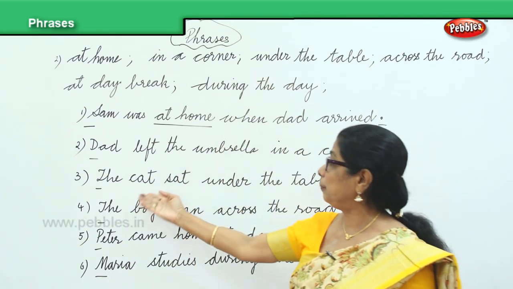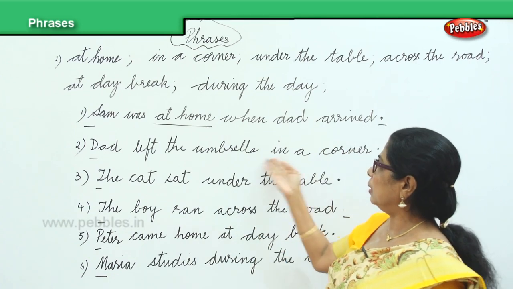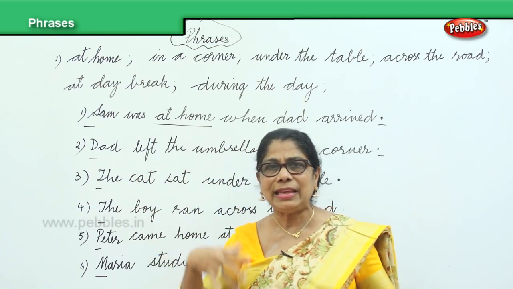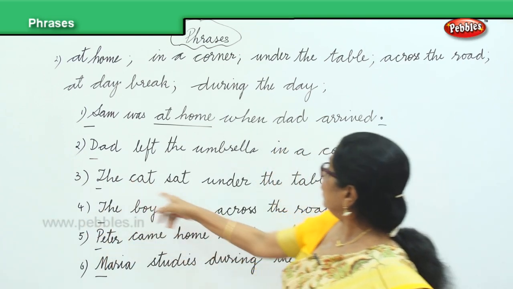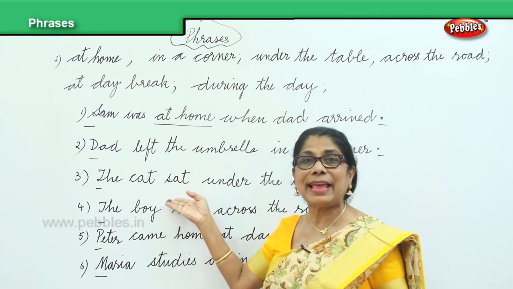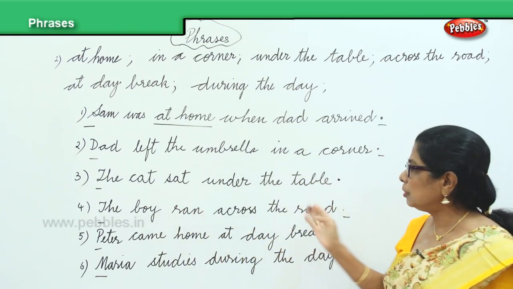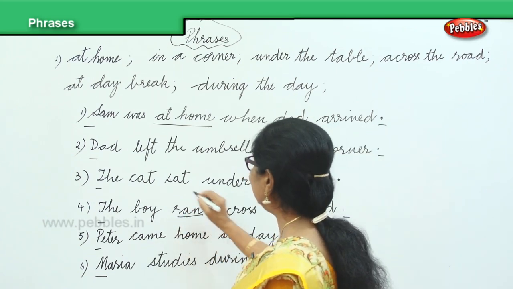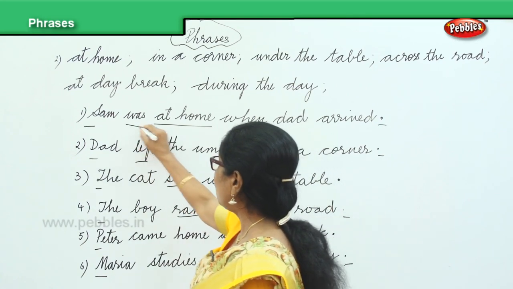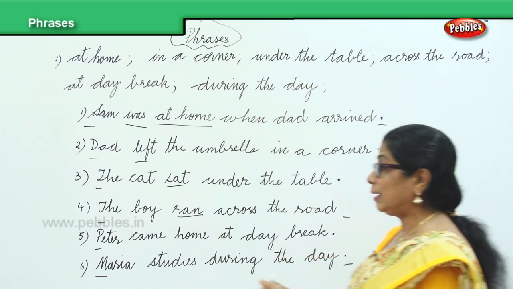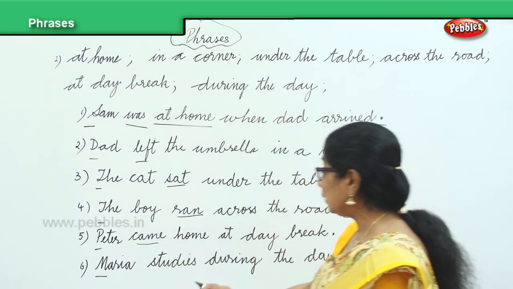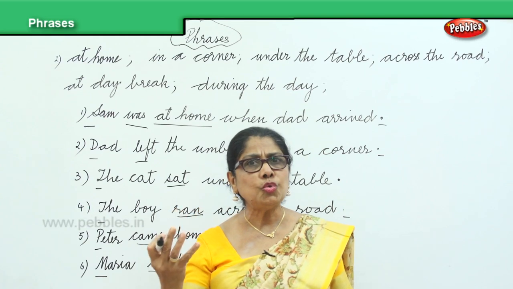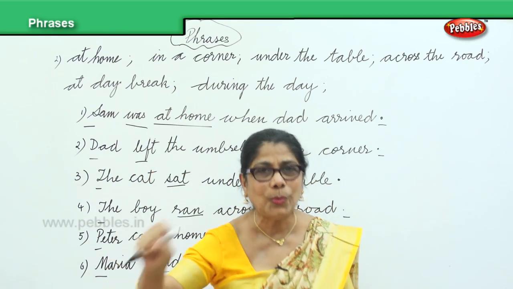Now, let's say second. In a corner. Where is the verb? Dad left the umbrella. Left. Leaving. Keeping. Something is happening. So, verb. Now, under the table. Sat. Who sat under the table? Cat. Across the road. What is the boy doing? Ran. So, we are supplying verbs. Ran. Sat. Left. Was. Now, at daybreak, came. Who came? Peter. During the day, what does she do? Studies. Maria studies.